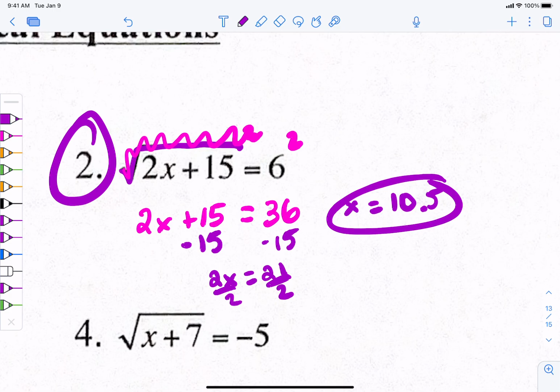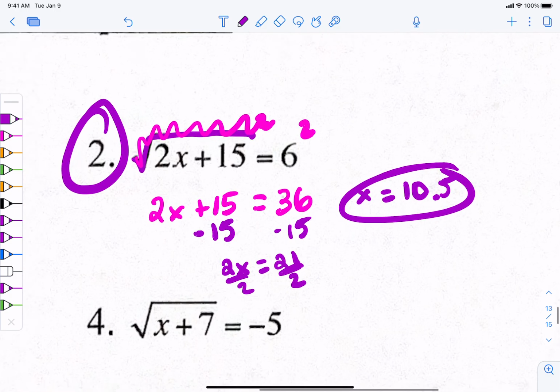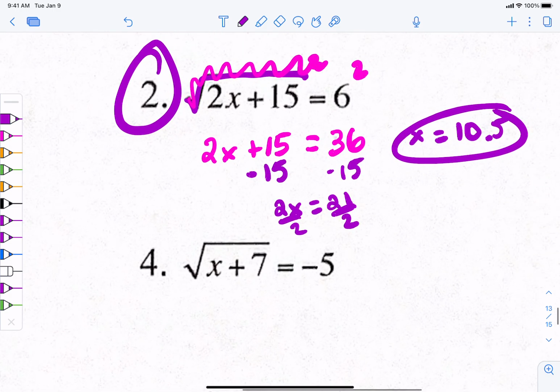36? Oh, just kidding. I was thinking it's 31. 31. Yeah, okay. 36 minus 15 is 21. Yep. Okay. All right, let's do number 9 together because this is another one that's kind of weird.